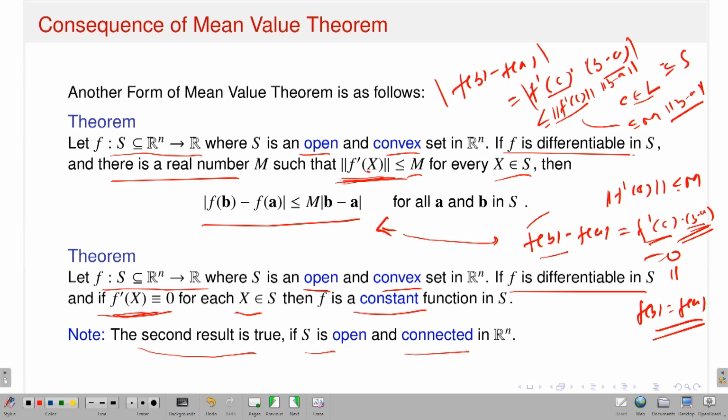So that means even if I have the function f from a subset of Rn to R, where S is open and connected, I do not need convexity, but convexity is a much stronger assumption. Then also this is true. That means if f is differentiable, then derivative 0 at all points implies f is constant. But if I assume convexity, then you just apply the mean value theorem or mean value inequality, whatever it is, then you will conclude that f(b) is equal to f(a) for any 2 points a, b inside that S, and therefore f is a constant function.